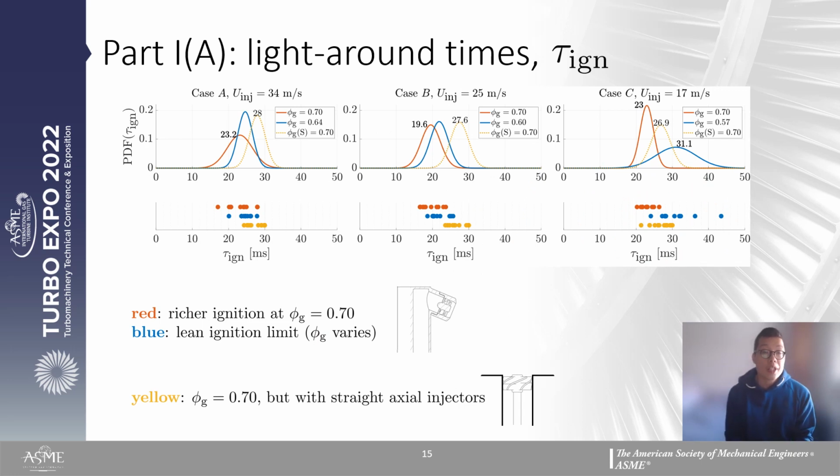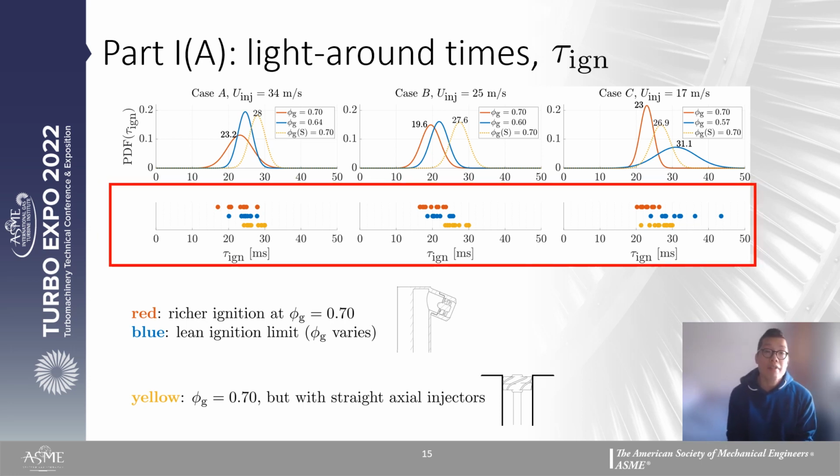From there, we fit a Gaussian distribution to obtain an estimate of the probability density function, PDF, for the mean light-around time. And we have also included the light-around time for each individual run, shown as scatter plots here.